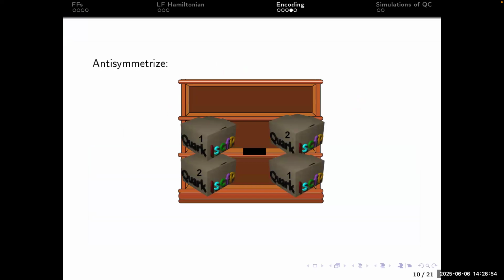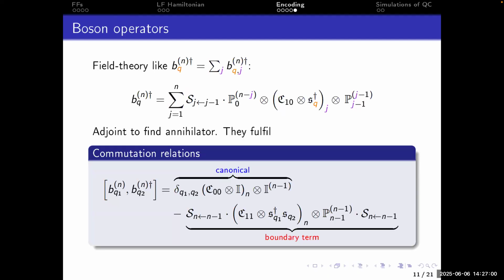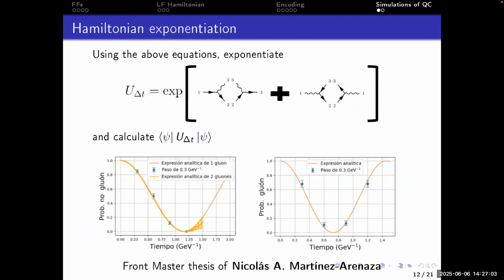So when you have created a third particle, you can create more. That will have an impact on your commutation relations. With this expression, we can, for example, exponentiate these terms of the Hamiltonian that create a gluon and create a pair of gluons. We implement this operator on a quantum memory. We start with a state with no gluons, and then we let it evolve. And we see that gluons start to appear as time passes when we apply this operator.